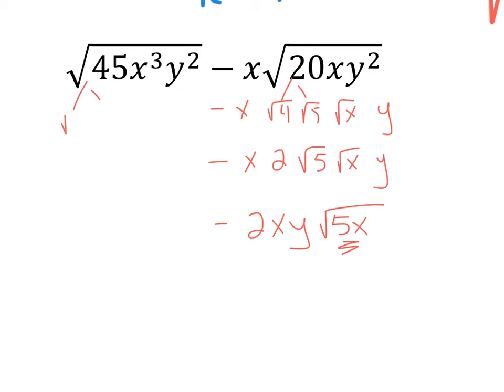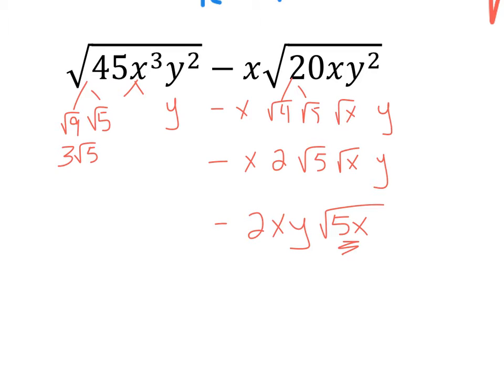If 5 is in that one, 5 has to be in this one, and we should know that 9 goes into 45 5 times. That's great, because we know that 9 is a perfect square. Again, the square root of y squared is y, but then you're left with x cubed.